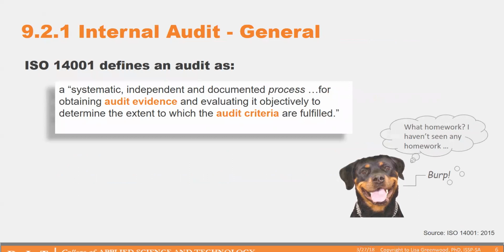ISO defines an audit as a systematic, independent, and documented process for obtaining audit evidence and evaluating it objectively to determine the extent to which the audit criteria are fulfilled. So audit criteria consist of internal and external policies, procedures, processes, rules, or requirements that the organization follows or has to follow. And the audit involves comparing these against the audit evidence to evaluate conformity. So an organization has to look at the evidence in relation to the criteria that need to be met and determine the status of the environmental management system.